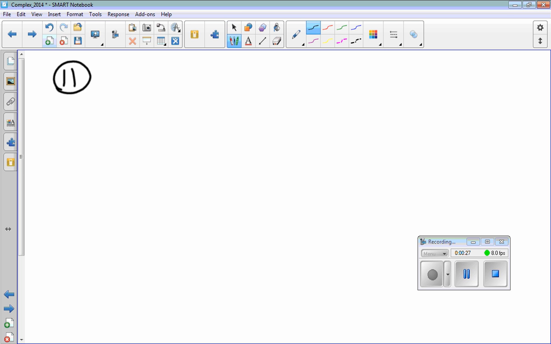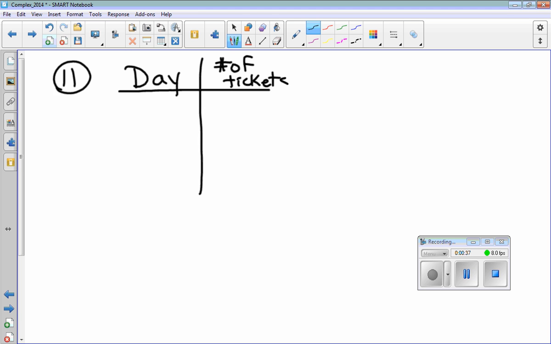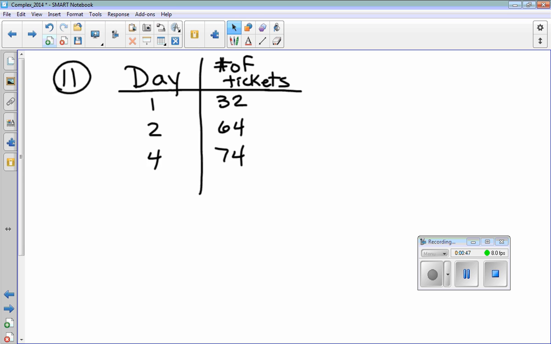In number 11, you're given a situation where you have the number of days and the number of tickets that were sold. The first thing you were asked to do, and if you would do me a favor, on your calculator, go ahead and find the equation of the parabola that fits the data. Go ahead and do that for me real quick. I want that equation and I want it graphed on your calculator.